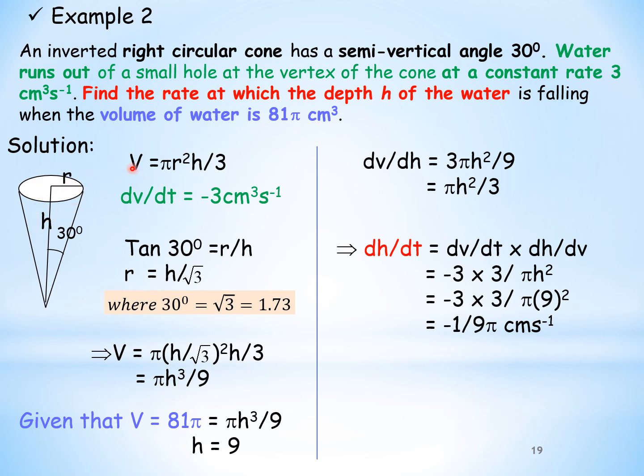So now you have the formula for volume for a cone. Okay, volume for a cone, if you don't remember, you can Google it. Volume for a cone equal to πr²h over 3.